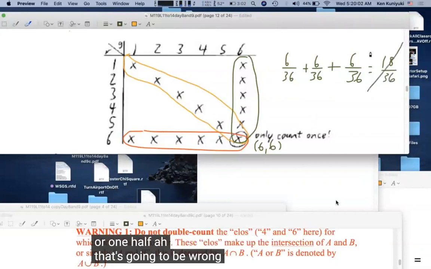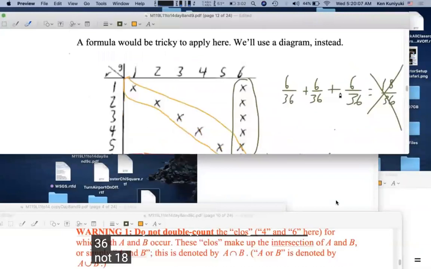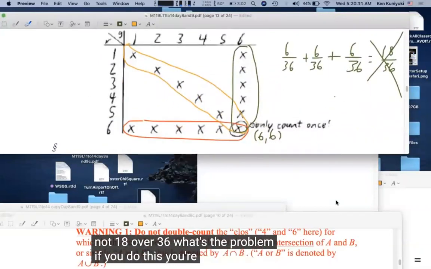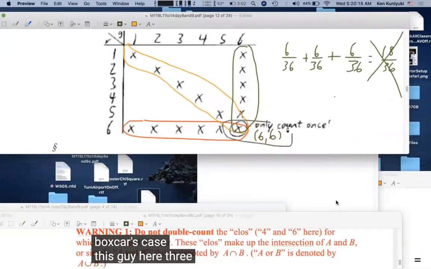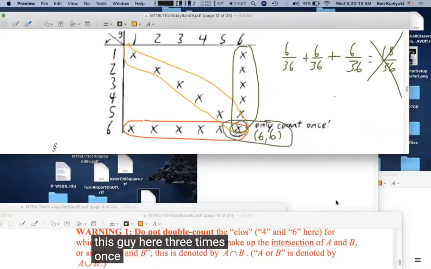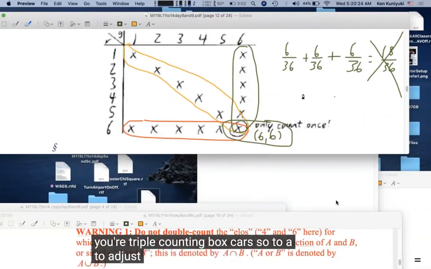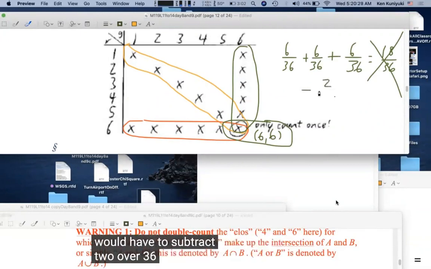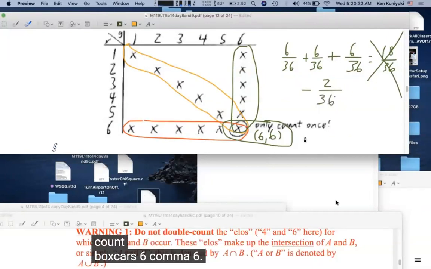That's going to be wrong. And why is that? Because they're supposed to get 16 over 36, not 18 over 36. What's the problem? If you do this, you're counting the boxcars case, this guy here, 3 times. Once, twice, 3 times. You're triple counting boxcars. So to adjust for the triple counting, you would have to subtract 2 over 36 to make sure you only single count boxcars, 6,6.